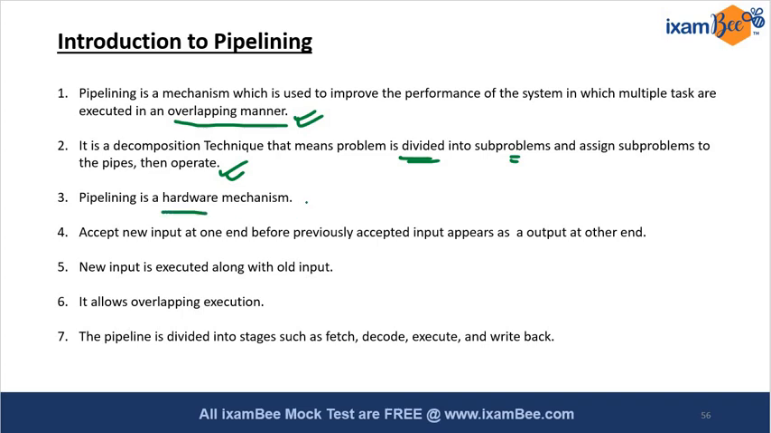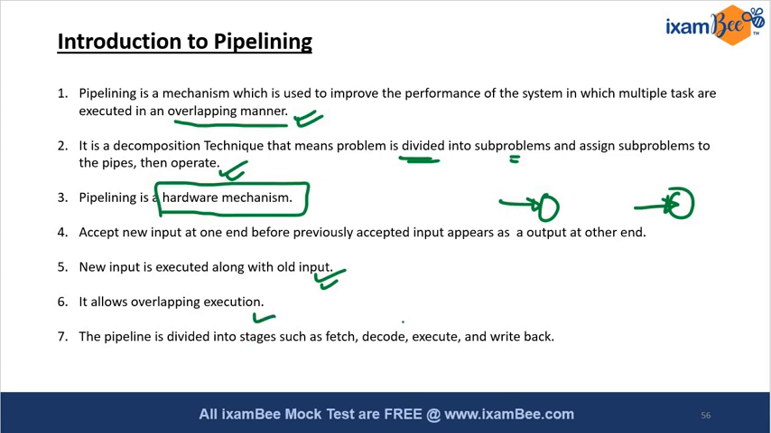Pipelining is a hardware mechanism. Just remember that this is a hardware mechanism. This is a very important point. It accepts new input at one end, and the output is going to be present at the other end of the same pipeline. It is not that the input gets converted to output and only when it goes out of the pipe can the new input come in. The new input at one end will come before the previously accepted input presents itself as an output at the other end. This new input is executed along with the old input. That means it is an overlapping thing and it allows overlapping execution.